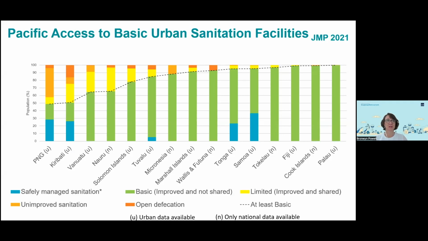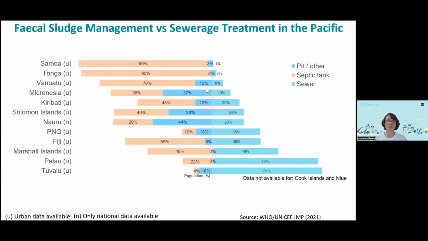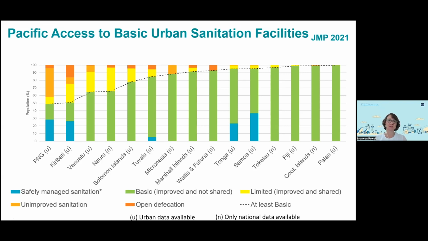This is again similar data presented slightly differently, but also breaks it down at a country level, so you can see access to safely managed, basic, limited and unimproved sanitation, and also the countries that still have some remaining open defecation. You can see from here that only 5 countries are measuring safely managed sanitation. We only have data for safely managed sanitation for those countries that you can see: PNG, Kiribati, Tuvalu, Tonga and Samoa.